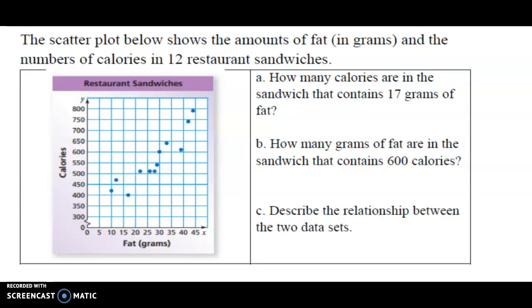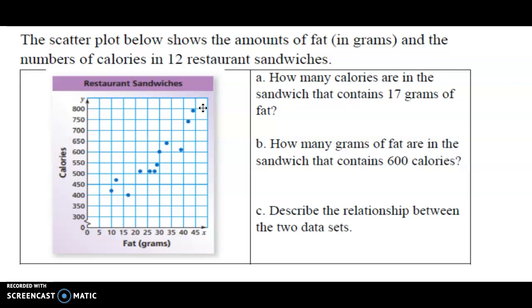All right, next problem here. We are going to be reading the graph. The scatter plot shows the amounts of fat in grams and the numbers of calories in 12 different restaurant sandwiches. Again, notice it's a scatter plot because they don't form a nice, neat little line. And we're going to answer some questions based off of this graph. First one says, how many calories are in a sandwich that contains 17 grams of fat?